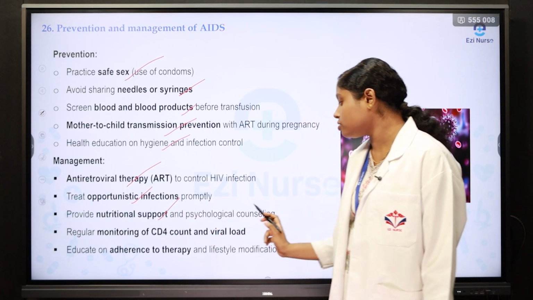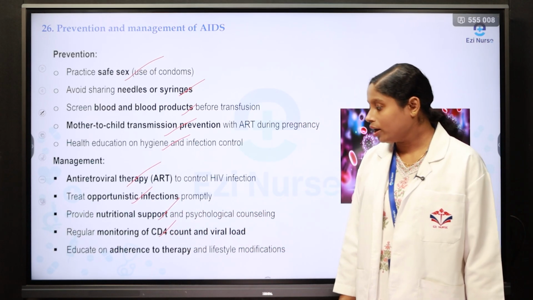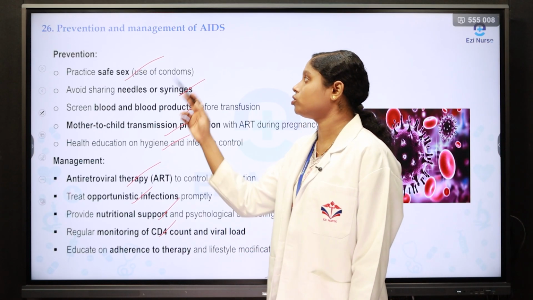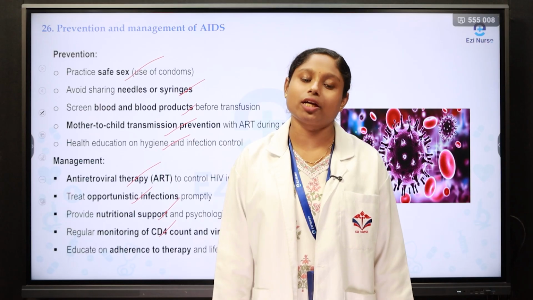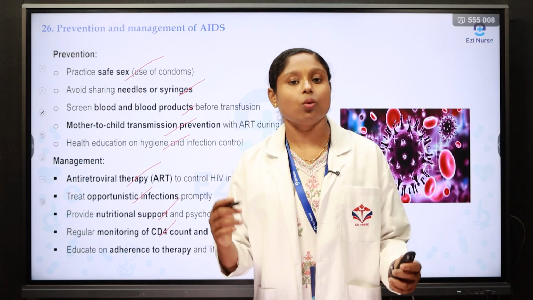Provide nutritional support and psychological counseling. Regular monitoring of CD4 count and viral load. And also educate on adherence to therapy and lifestyle modification. This is prevention and management of AIDS, acquired immunodeficiency syndrome. It's caused by human immunodeficiency virus.